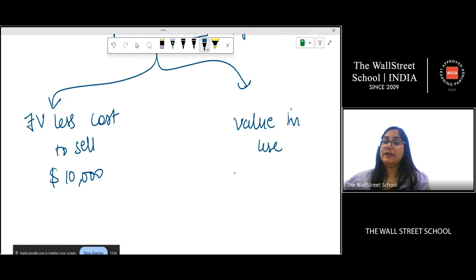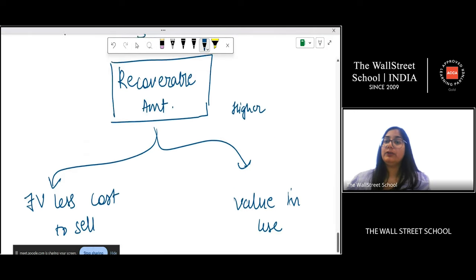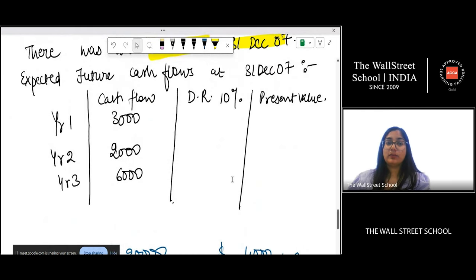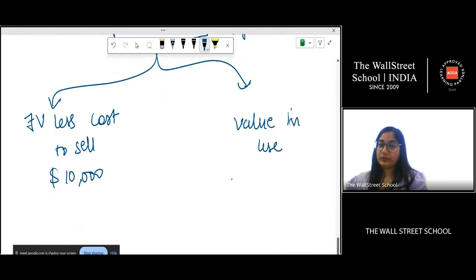What is the value in use? Value in use we have to calculate. In the question, they have given us what will be the future expected cash flows, and this is the discount rate that they have given. And based on that, we have to calculate the present value. Because what is value in use? Present value of future cash flows.